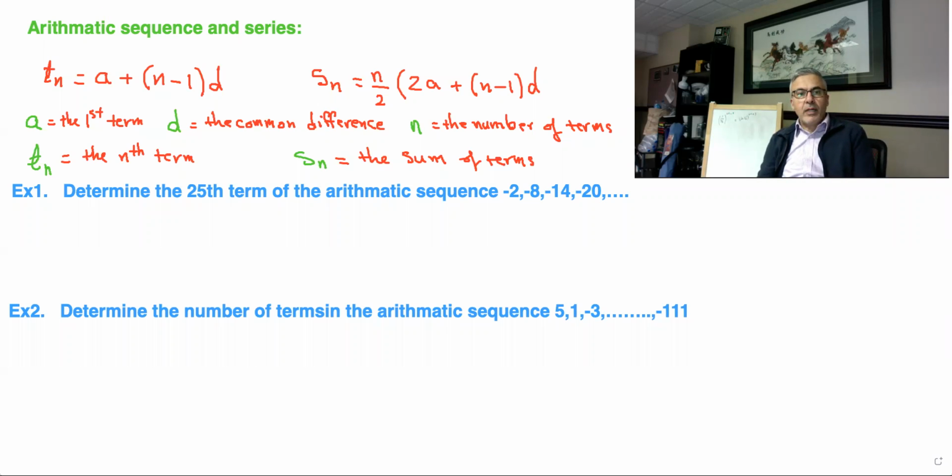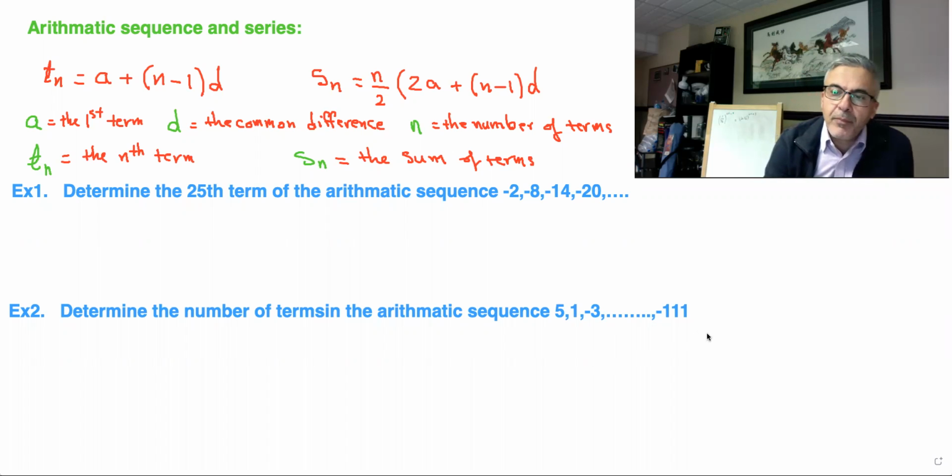New chapter in grade 11 math or pre-calc 11. It is sequences and series. So arithmetic sequence and arithmetic series.